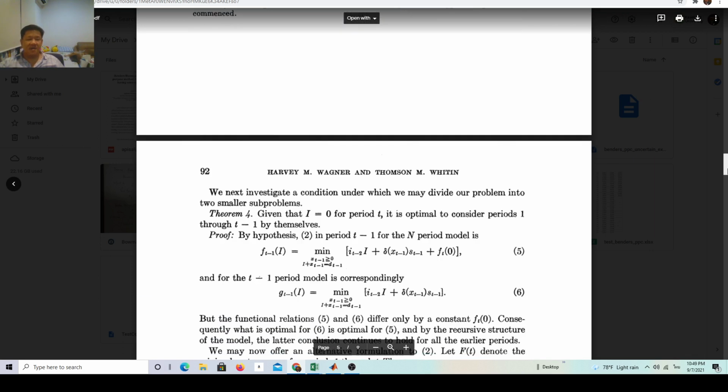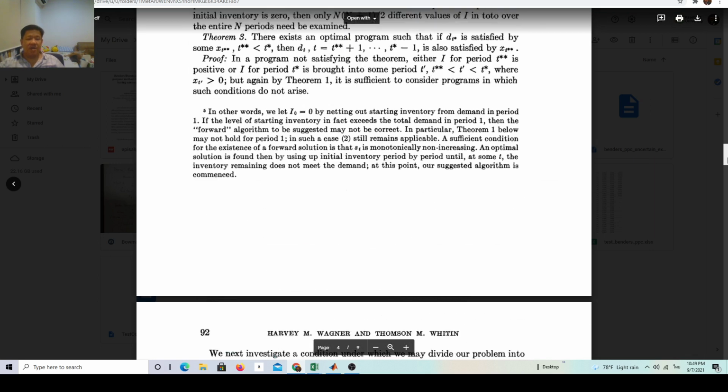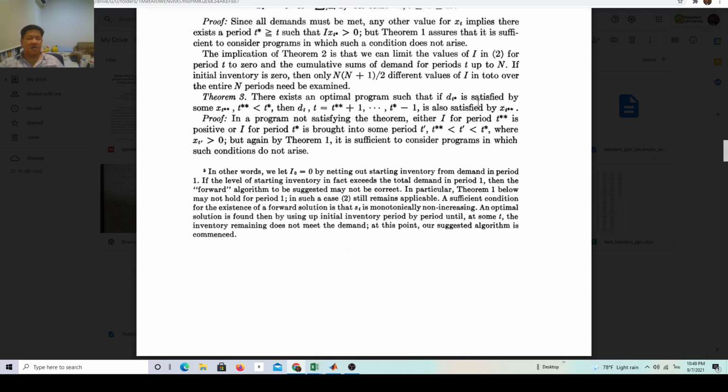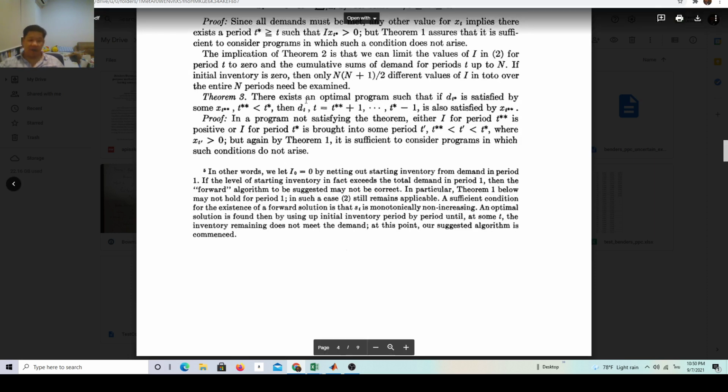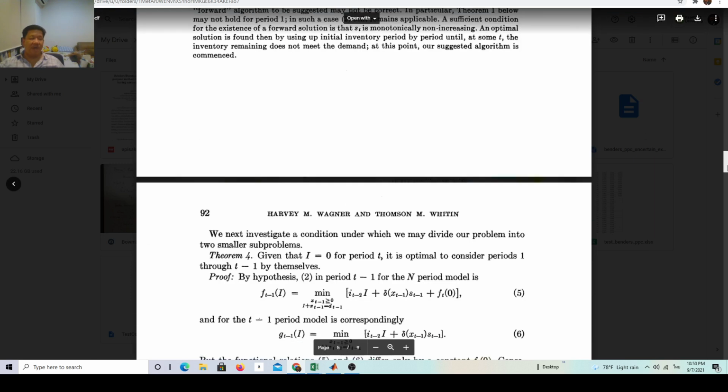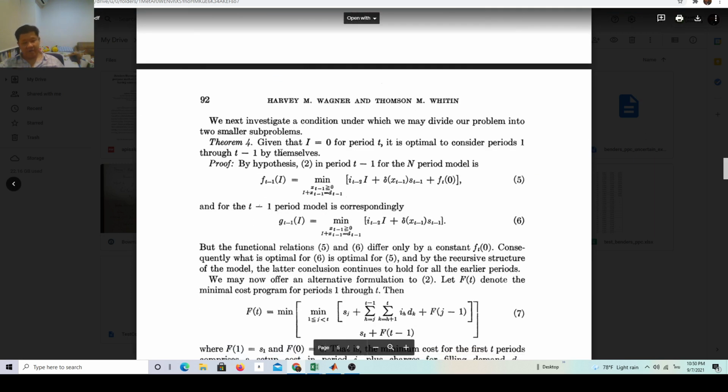And so, theorem 3 here: the optimal program such that d_t star is satisfied by some x of t. This looks a little bit weird. You have to read from the start, and you can understand some of it. But I'm going to wrap it up here, then come to theorem 4.